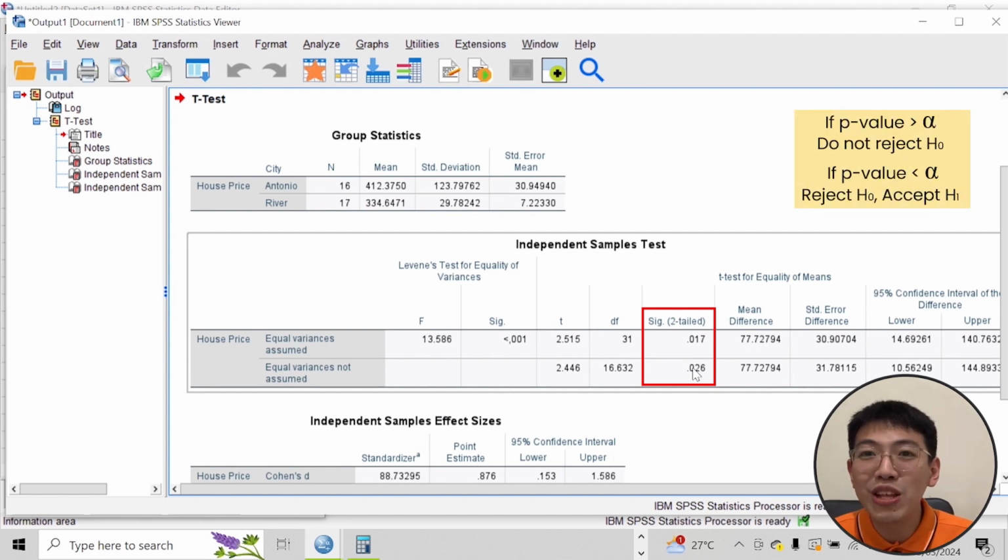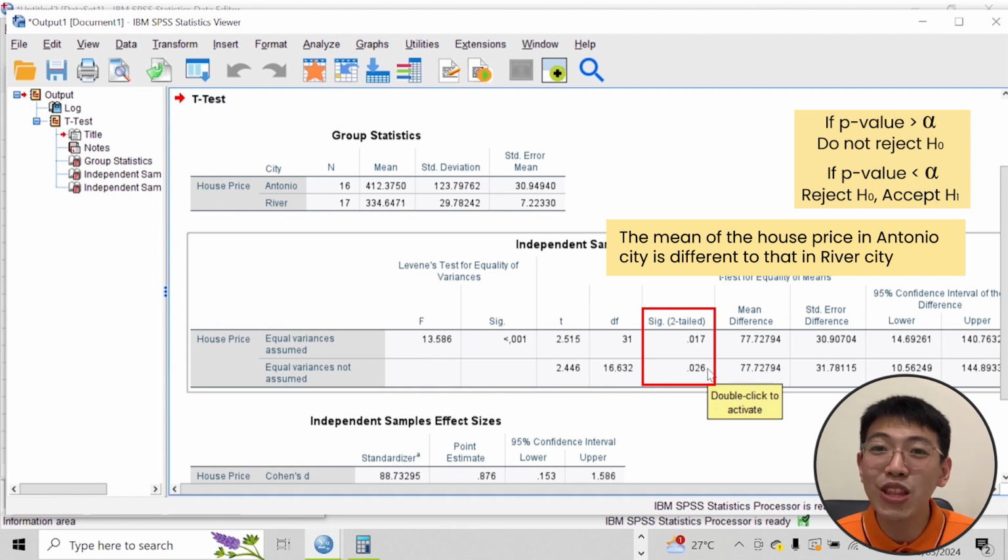To know whether we should reject or should not reject H0, we see from the p-value. If the p-value is higher than alpha, we should not reject H0. If it is lower than alpha, we should reject H0 and accept H1. For example, we determine the significance level is 5%. Therefore, this value, the p-value 2.6%, is lower than 5%. So the conclusion is that we reject H0 and accept H1. It means the mean of the house price in the Antonio City is different to the mean of the house price in the River City.